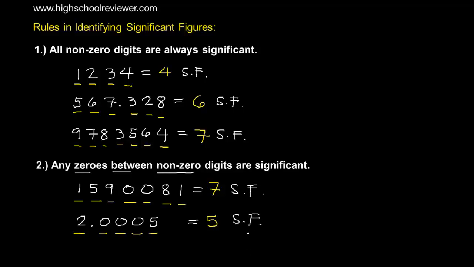Let's have another example. We have 1.003. Again, the 2 zeros are in between 2 non-zero digits, so they are also significant. And the number of significant figures that we have here, we have 1, 2, 3, 4. So we have 4 significant figures.